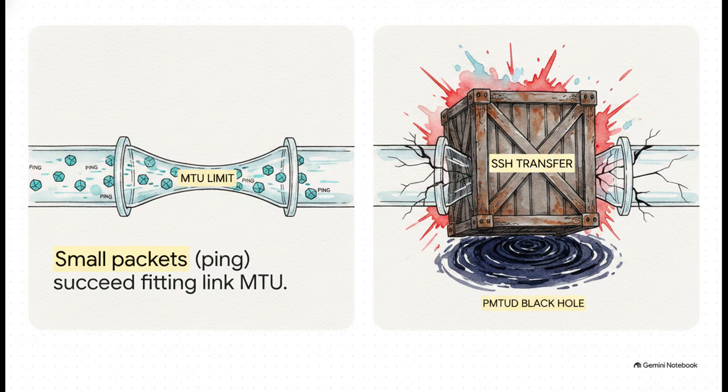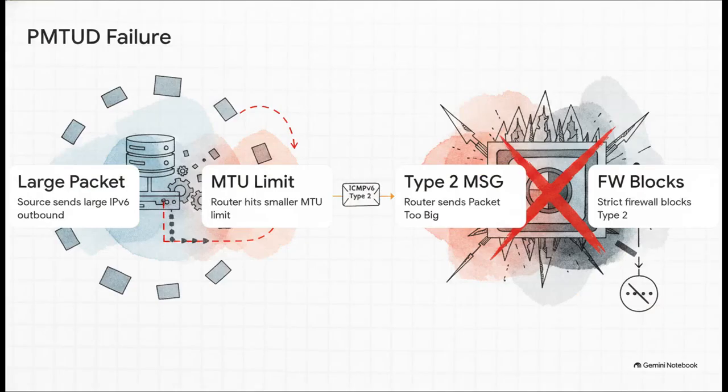Sound familiar? In the IPv6 world, this points almost exclusively to a path MTU discovery, or PMTUD, black hole. Let's trace the exact anatomy of how this stall actually happens. So, your host sends a large IPv6 packet out into the world. Somewhere down the line, a router tries to push it across a link with a smaller MTU limit. That router does its job.